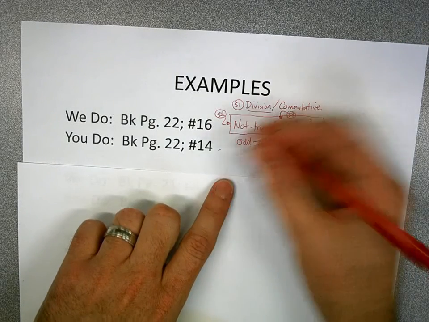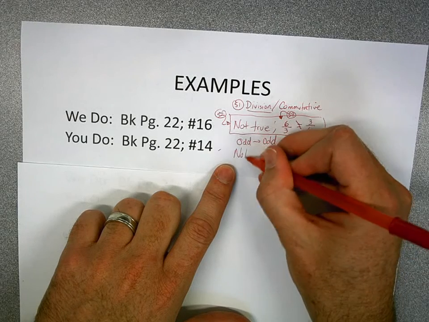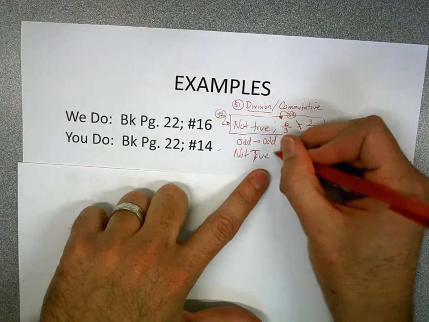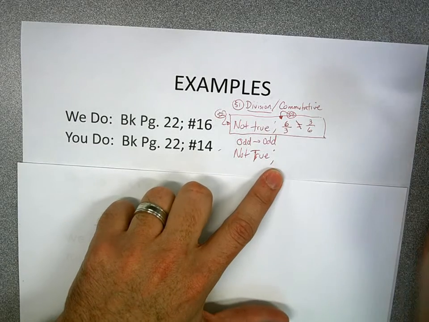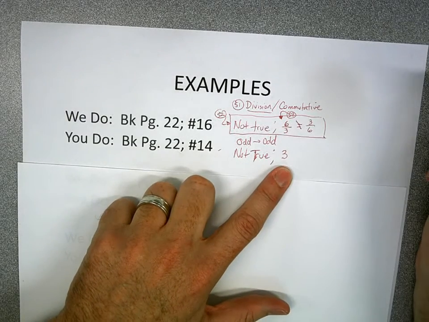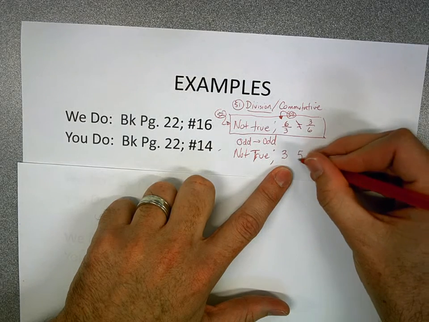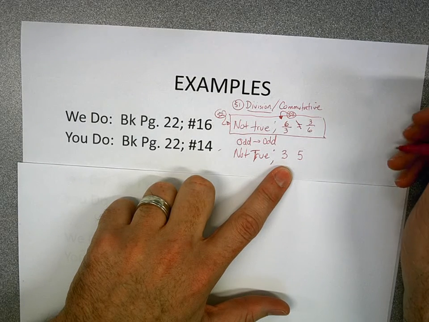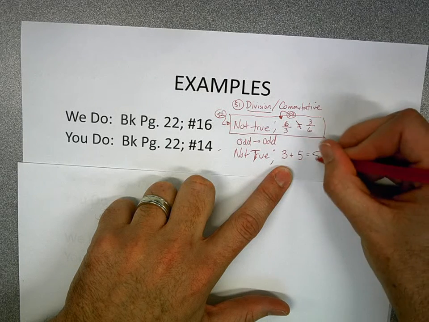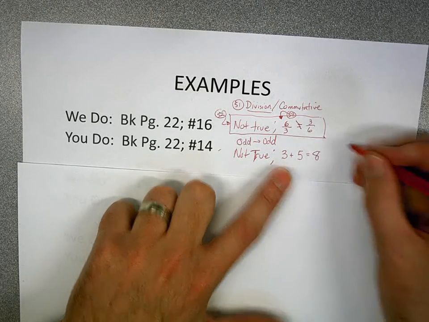I'm thinking not true. Why? Because right off the bat, I guess it'd be good if I put true. Not true because, why? 3 is odd. 5 is odd. Sum means addition. Does that give us an odd answer? No. Nope. There's our counterexample.